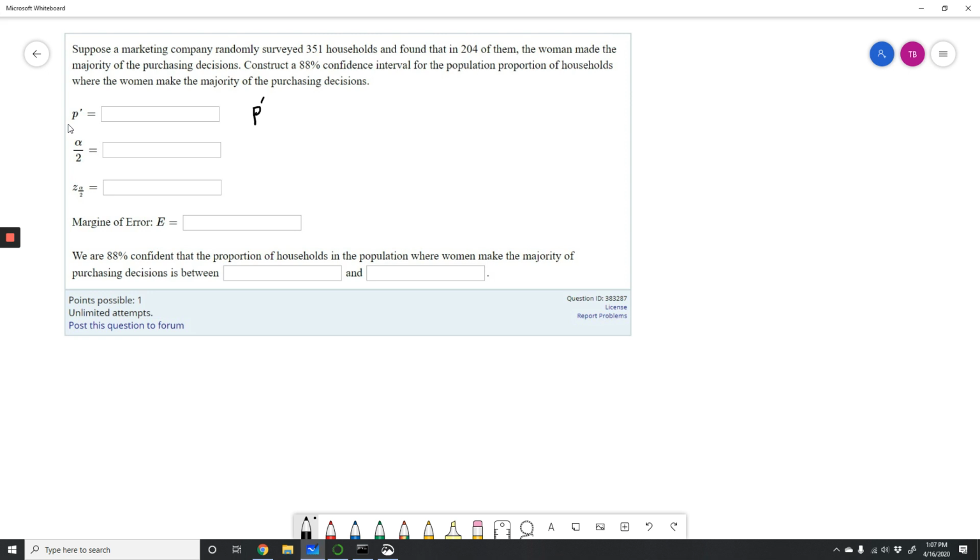So P prime is the number of members in the sample that have the characteristic we're interested in, in our case, the number of households where the woman makes the majority of the purchasing decisions, divided by the total number of members in the sample. So in our case, we surveyed 351 households, and 204 of them have the desired characteristic, where the woman makes the majority of the purchasing decisions. So let's throw that into our notebook, and we can find the decimal value of our P prime.